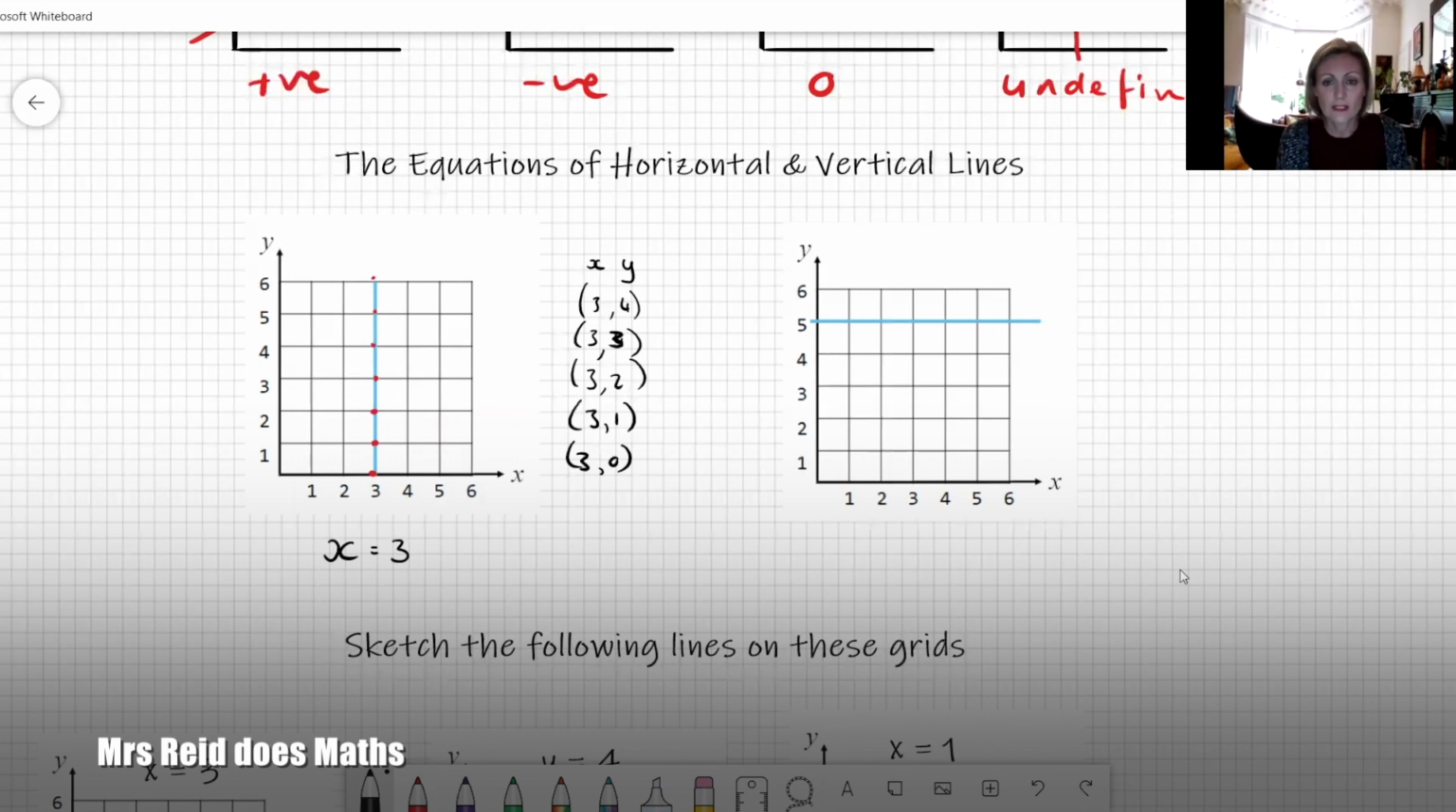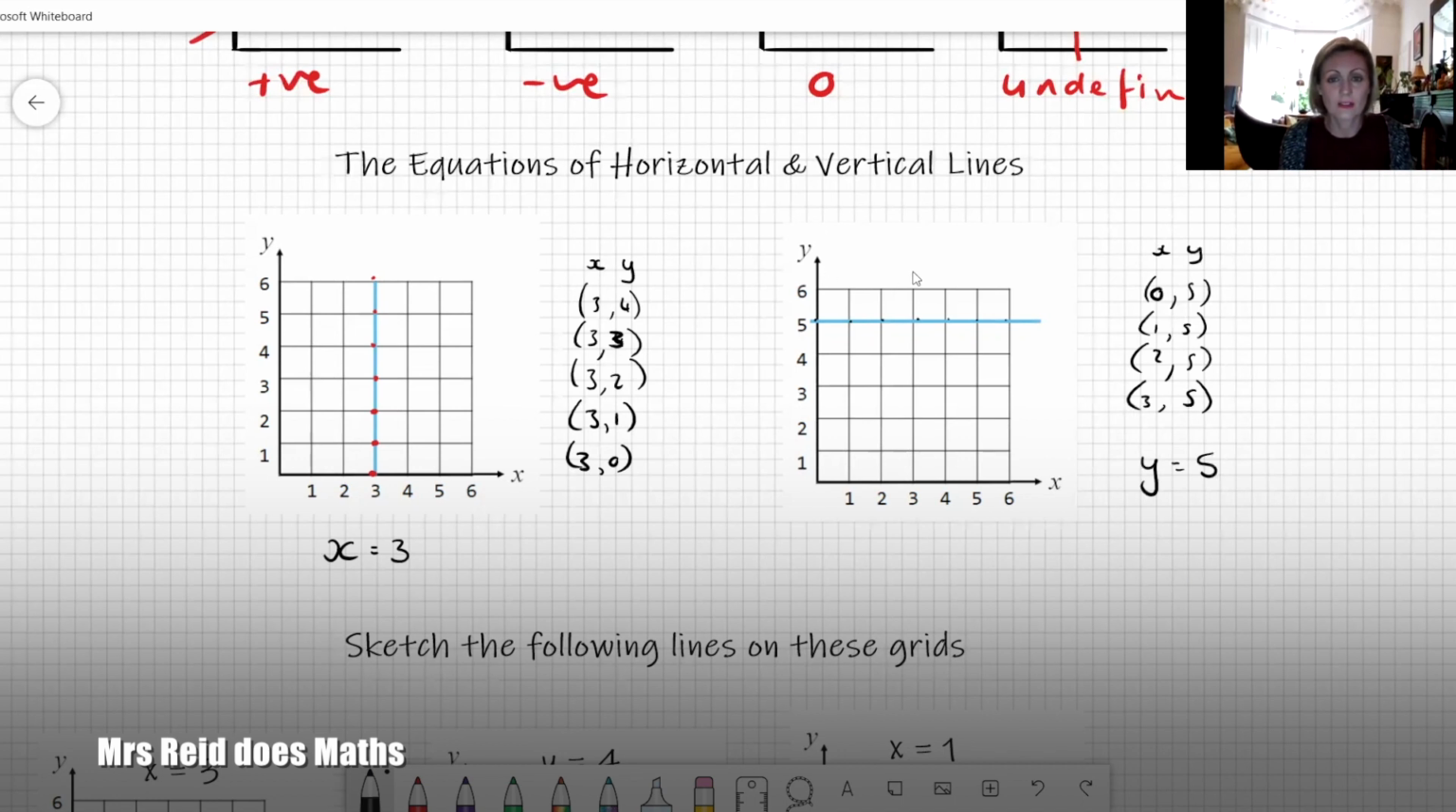But let's look at the coordinates of the line. If we look at these coordinates, we'll start off with this one here. 0 across 5 up, 1 across 5 up, 2 across 5 up, 3 across 5 up. You get the idea. In this example, all our y coordinates are 5, so this is y equals 5. It's 5 up in the y direction.